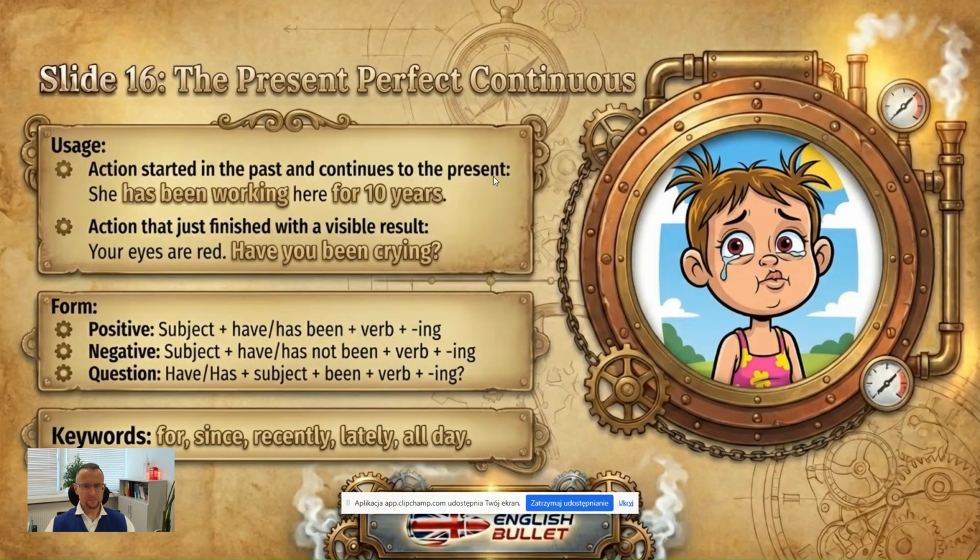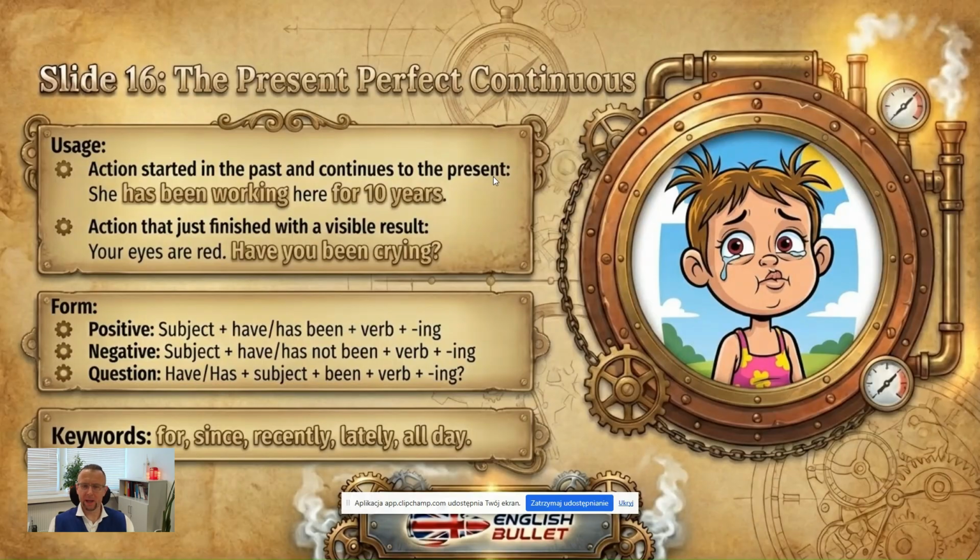Present perfect continuous. Pretty similar to present perfect, but it indicates that this activity was in progress for a certain period of time and still is, probably. So the action started in the past and continues to the present. She has been walking here for 10 years. We could also say she has walked here for 10 years. But using present perfect continuous, we emphasize that it was a continuous process. All the time she has been walking here. We focus on the continuity of this process or the action that has just finished with a visible result.